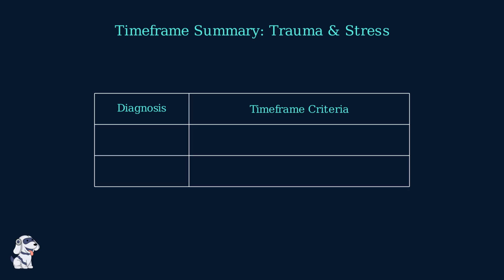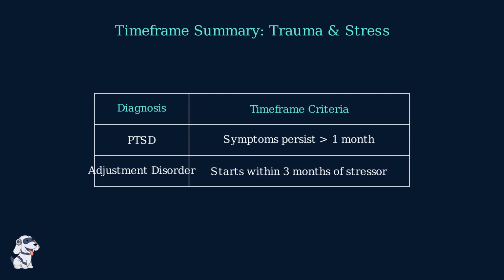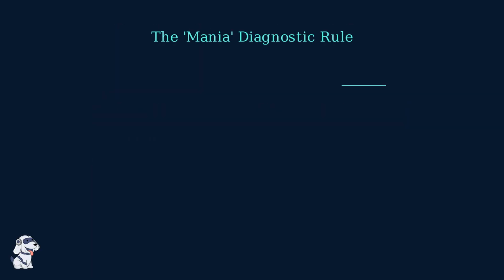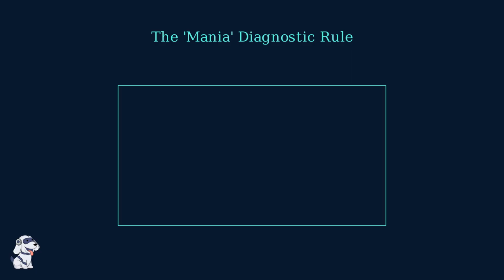Let us compare post-traumatic stress disorder and adjustment disorder. For PTSD, symptoms must persist for more than 1 month following the exposure to a traumatic event. This duration distinguishes it from acute stress responses. Conversely, adjustment disorder is defined by the onset of symptoms within 3 months of the specific stressor's occurrence. It reflects an inability to adapt to life changes. Remember, PTSD looks at the persistence beyond 1 month, while adjustment disorder tracks the proximity of onset to the stressor, specifically within 3 months.